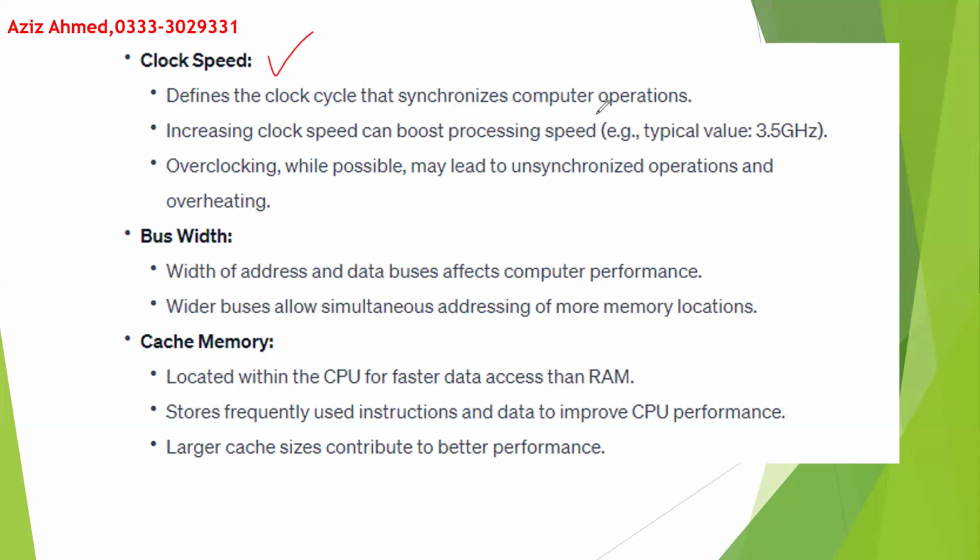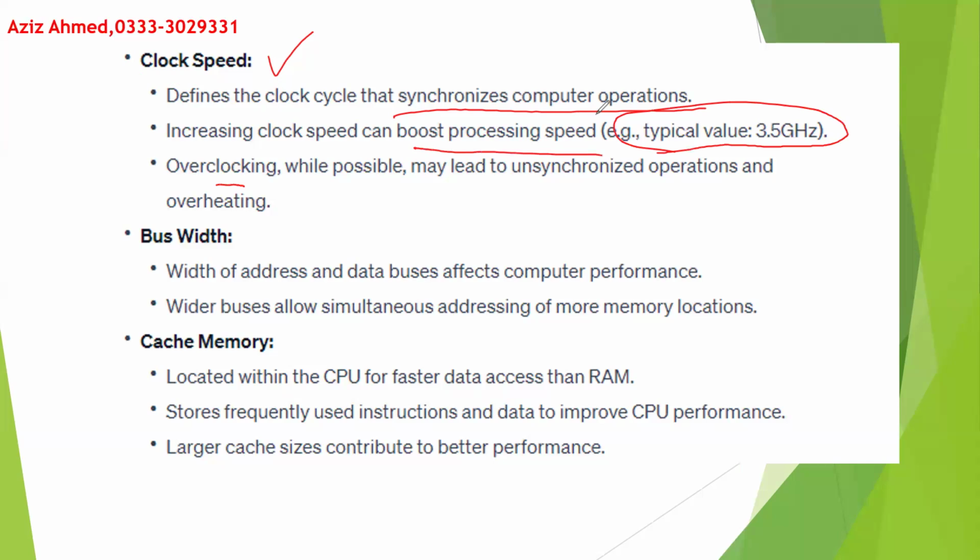Define the clock cycle that synchronizes computer operation. It means when a computer starts processing, the CU sends timing to all parts of the computer, telling them an operation is going to be performed, so every part must be ready. This clock speed can be increased. Increasing clock speed can boost processing speed. Example, typical value 3.5 gigahertz.